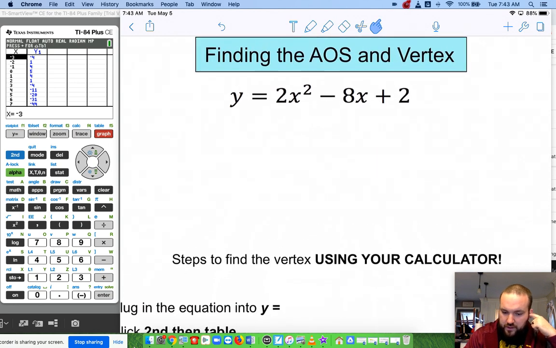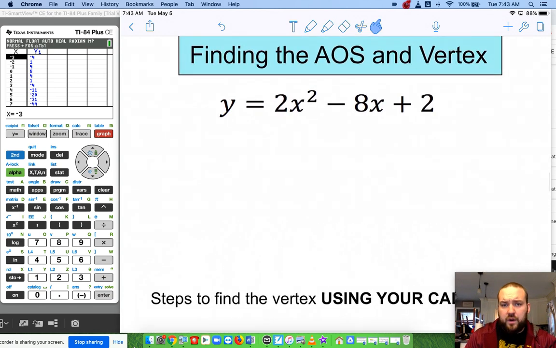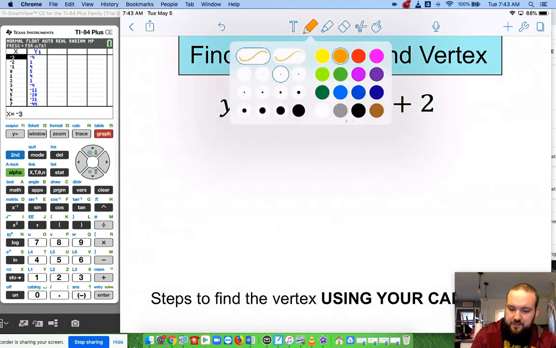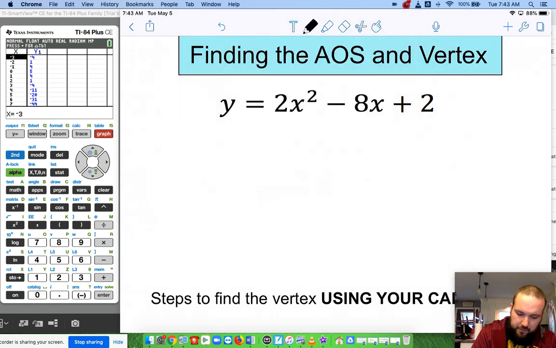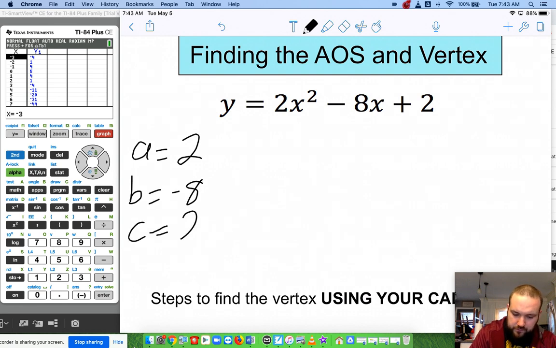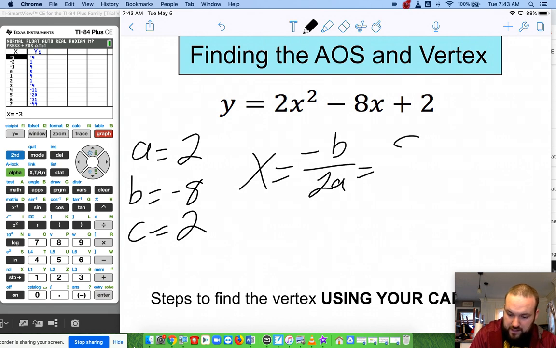Okay, so a couple different ways to do this now. This is the exact same equation. So we already know, I'm just going to rewrite it, we already know that the axis of symmetry is going to be at positive 2, because we had 8 divided by 4, which is 2.